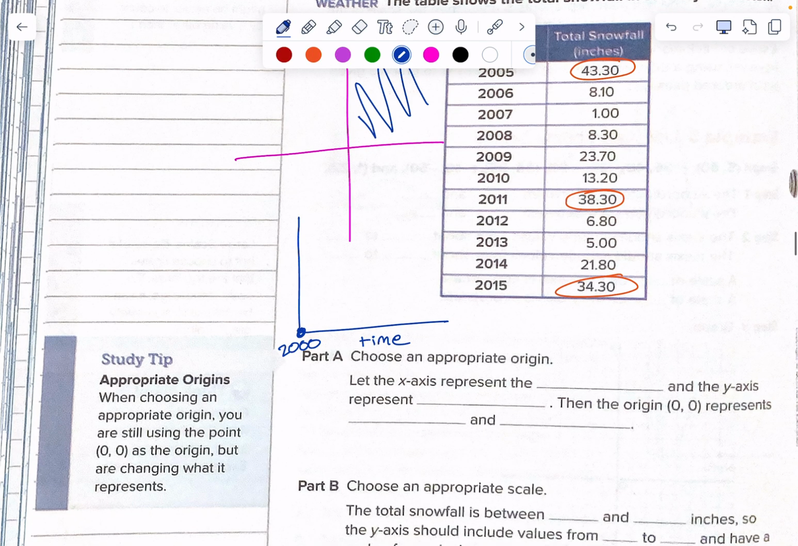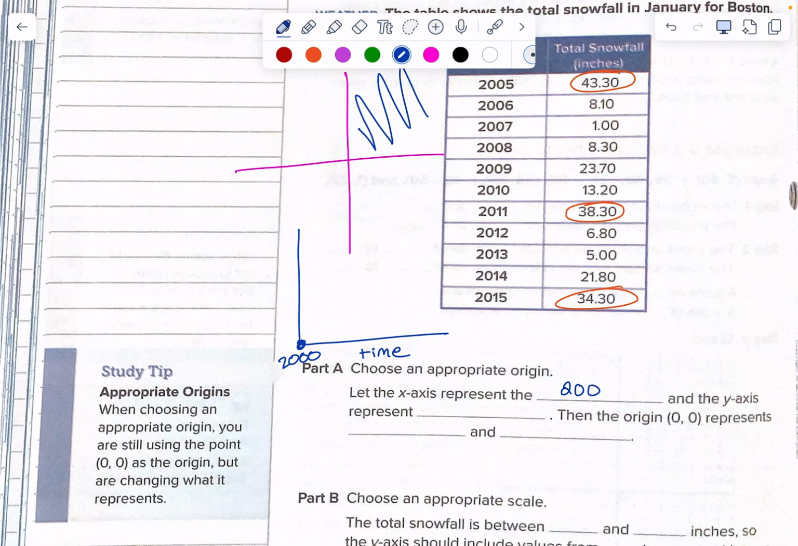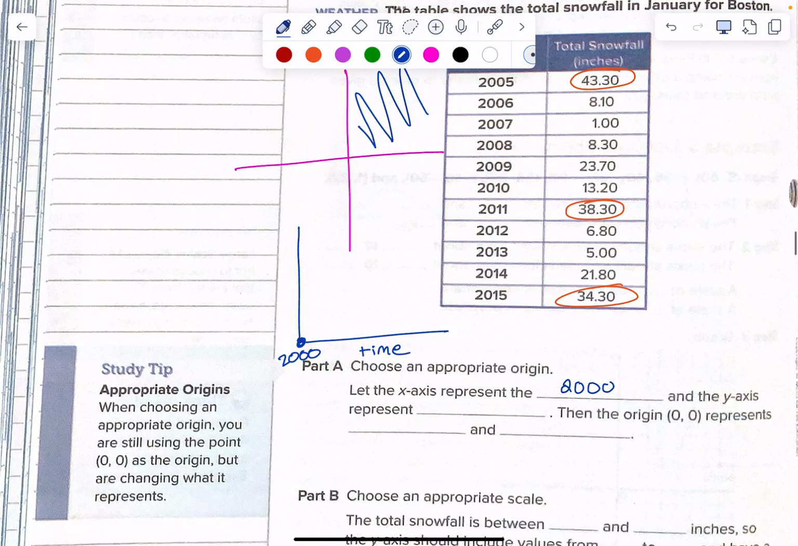Let the x-axis represent the year 2000. And let the y-axis represent 0 inches. I'm just going to start it at 0. So the year 2000 and 0 inches. Then the origin 0, 0 would represent 2000, comma 0. Or actually it'd be 0, comma 2000. No, you're wrong, x comes first. 2000, comma 0. You're right.